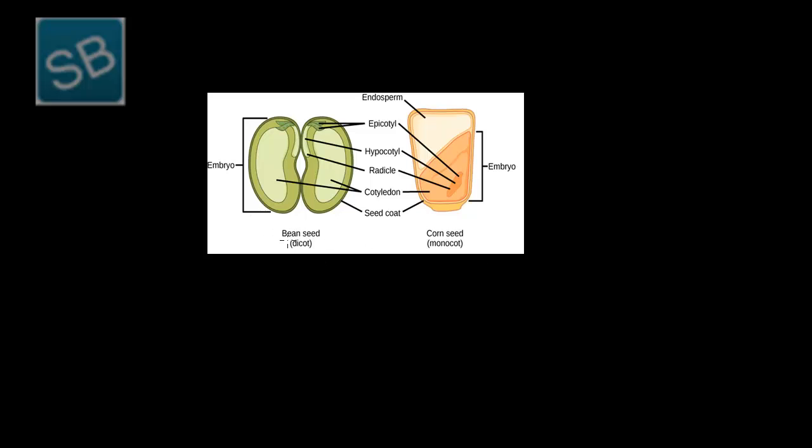Here the structure of a dicot, that is bean seed, is depicted, and here monocot, that is corn seed, possessing only a single cotyledon, is represented. Now we will understand about the structure of seeds. So let us begin with the structure of dicotyledon seed.